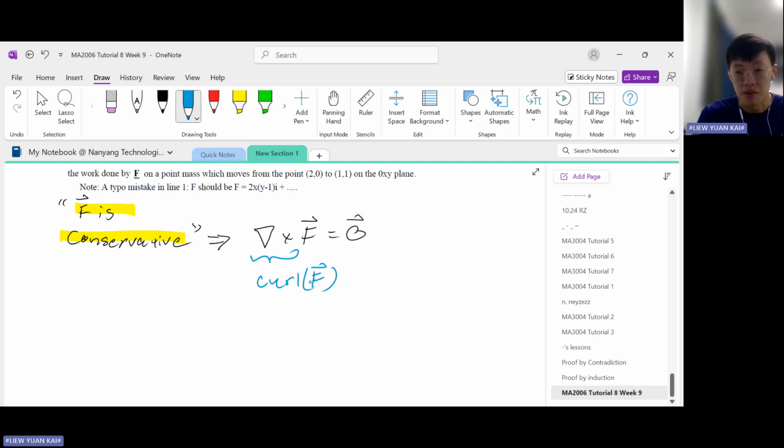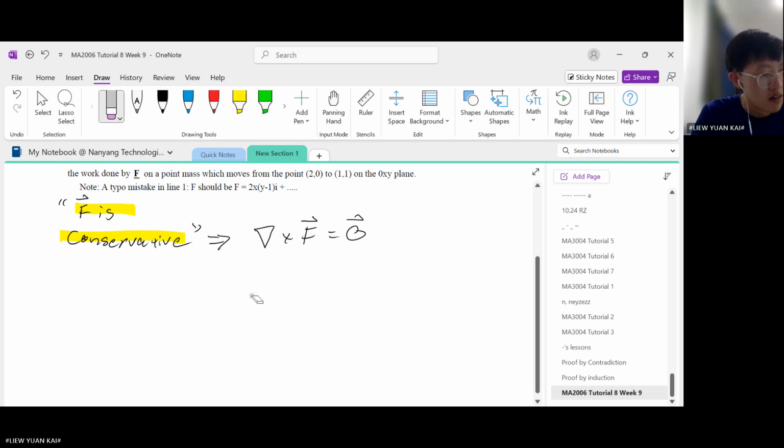So don't think too much about the word conservative. I know conservative has other meanings in English, but for the discussion of vector calculus, if a force field is described as conservative, it means that the curl of that field is equal to 0. So forget about all the other definitions of conservative that you know. For vector calculus, conservative just means nabla cross F is equal to the 0 vector.